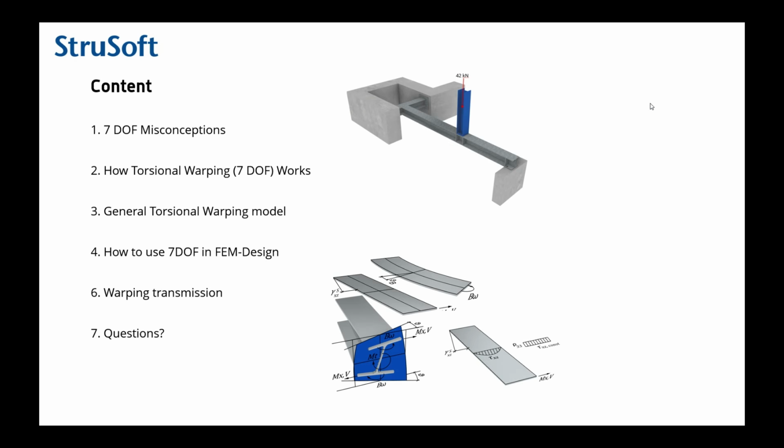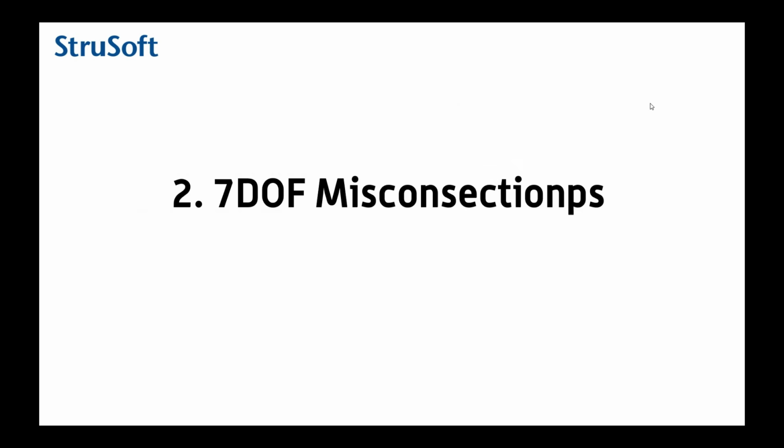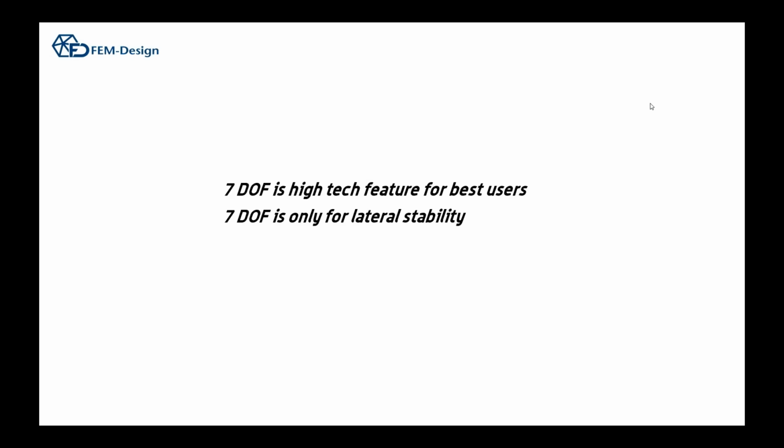I put it intentionally at the beginning that there are a few misconceptions about torsional warping, and we look at those first. It's very common to think that 7 degrees of freedom is some kind of high-tech feature only for the best users, and also that it is only for lateral stability of beams, like high I-beams and portal frames. But that is not true. 7 degrees of freedom is mostly for simple structures, and probably for everyone who is using beam models in some way. So it's important, and it's more general than people usually think.